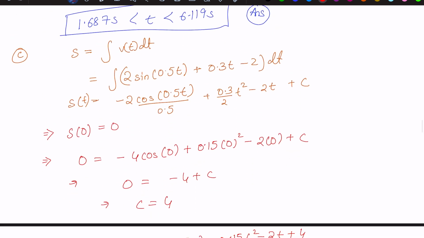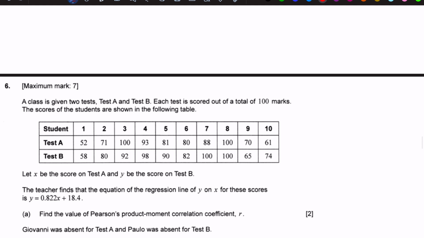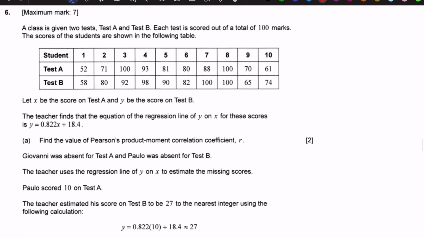Now let's move on to the next one. A class is given 2 tests, test A and test B. Each test is scored out of a total of 100 marks. The scores of students are given. This is the test A data, this is the test B data. Let x be the score on test A and y be the score on test B. They have found the regression: y is 0.82x plus 1.84. So first we have to find the Pearson product moment correlation coefficient, R.